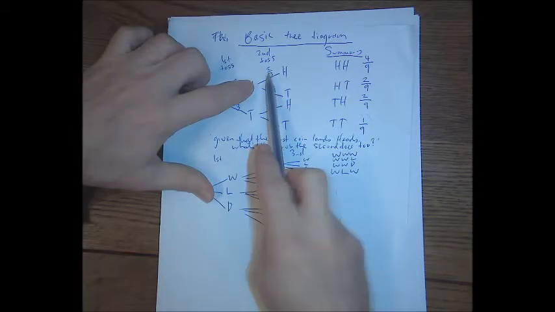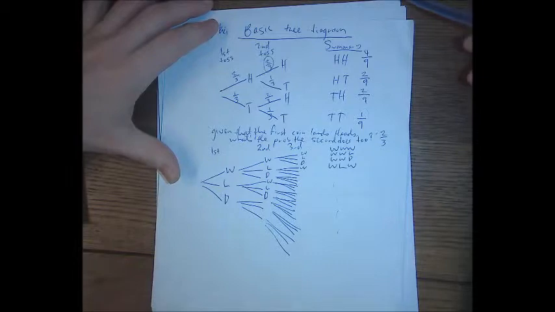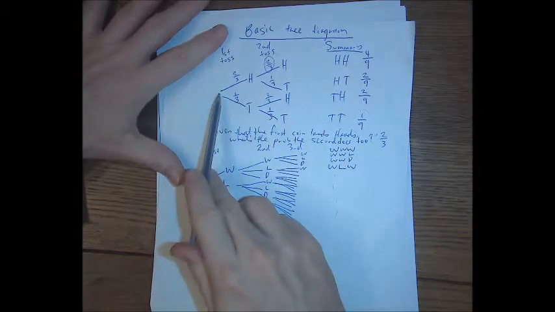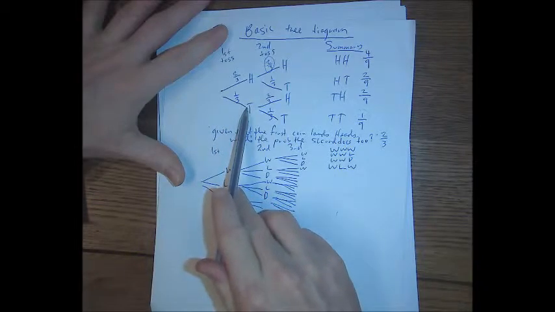If I said, given the probability that the first coin lands tails, what's the probability that the second coin lands heads? They're telling you to read down this branch. But the actual question I want you to ask is, what's the probability the second coin lands heads? Well, there's the figure for the second coin landing heads. It's 2/3.